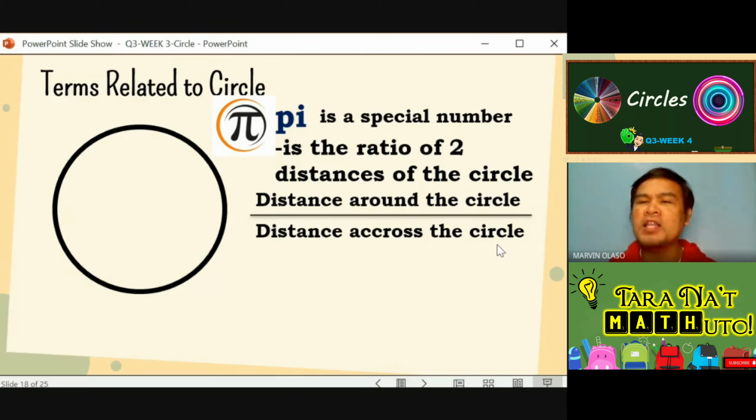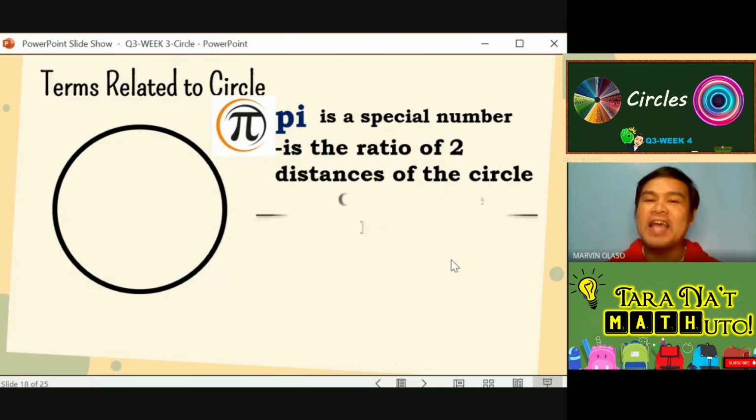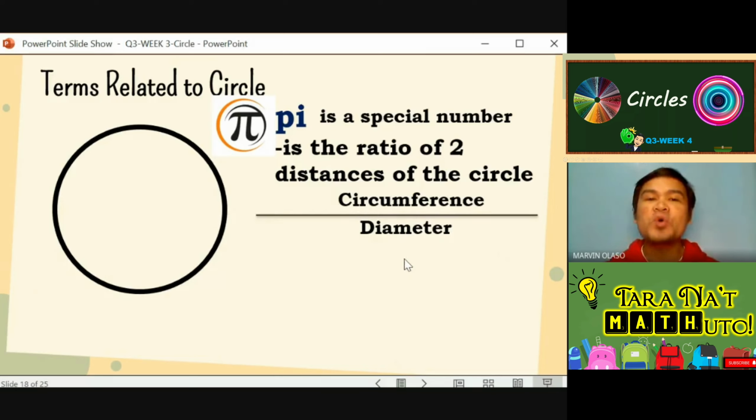So, naalala nyo ba kanina? Binigay ko na yan kung ano ang tawag natin sa distance around the circle. Katatapos lang, yes, that is circumference. And the distance across the circle is called the diameter. So, pi is the ratio of the circumference to the diameter. Ayan, tingnan natin kung ano ang magagawa natin at bakit naging ratio siya ng circumference to diameter. Huwag na nating patagalin yan.